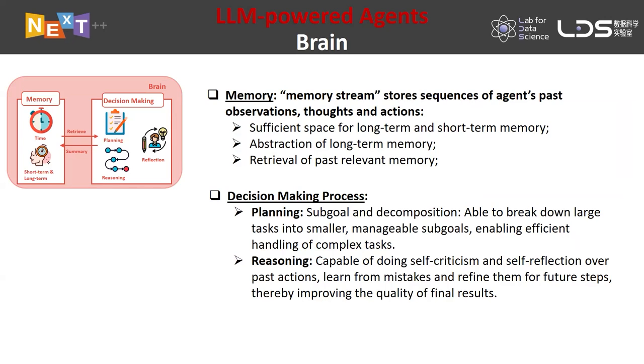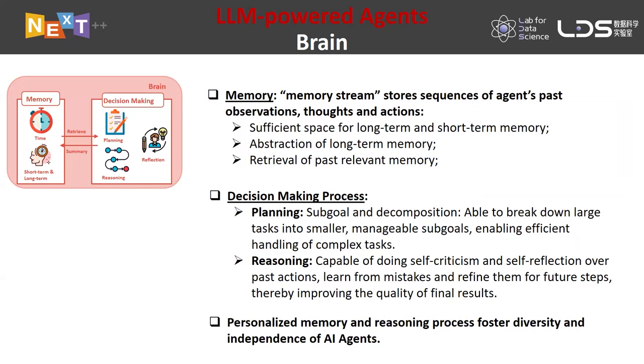The first is the planning. Given a complex task or a complex goal, it can decompose it into some sub-goals or sub-tasks. And the second thing is the reasoning, which is to do self-reflection over the past actions, learn from the mistakes, and refine them for the future steps, and then improve the quality of the final results. So the personalized memory and the reasoning process foster diversity and independence of AI agents.